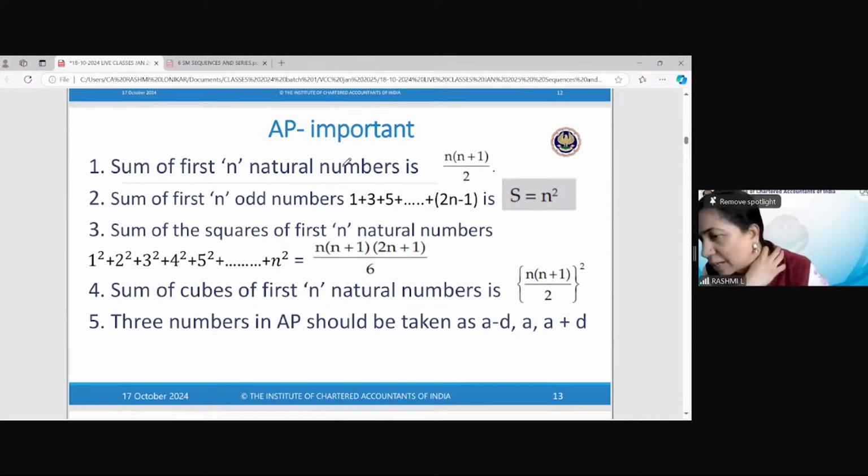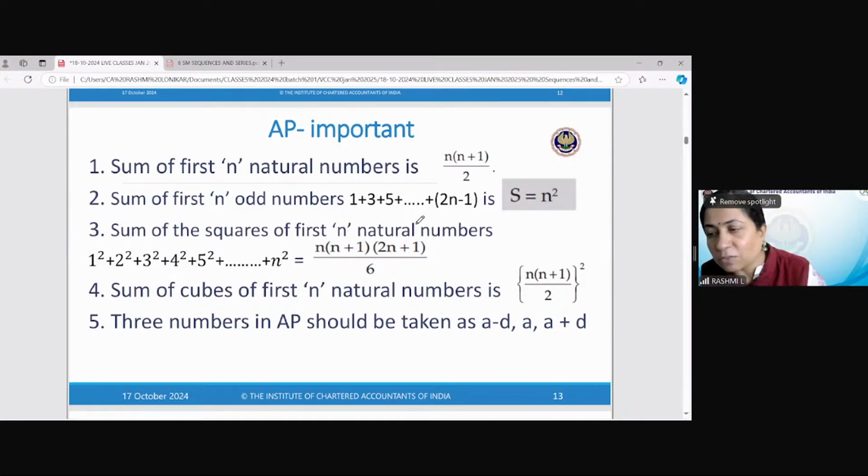So the sum of the first n natural numbers, this is an arithmetic progression. When I add them, it becomes an arithmetic series. 1 plus 2 plus 3 is n into (n plus 1) by 2. Sum of the first n odd numbers: 1 plus 3 plus 5 up to (2n minus 1) is equal to n square.